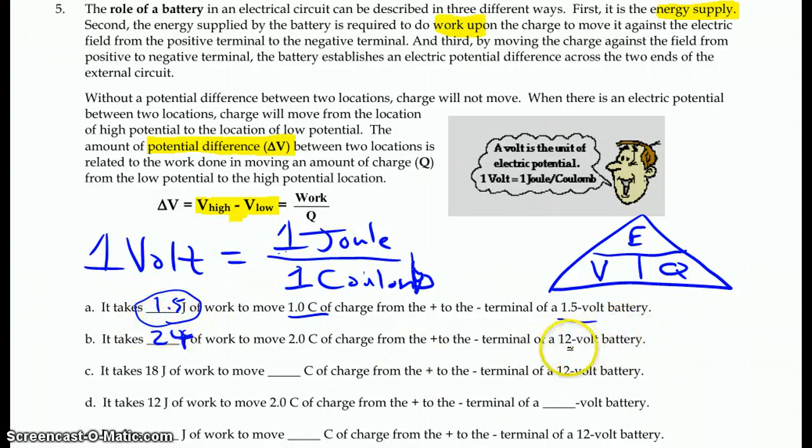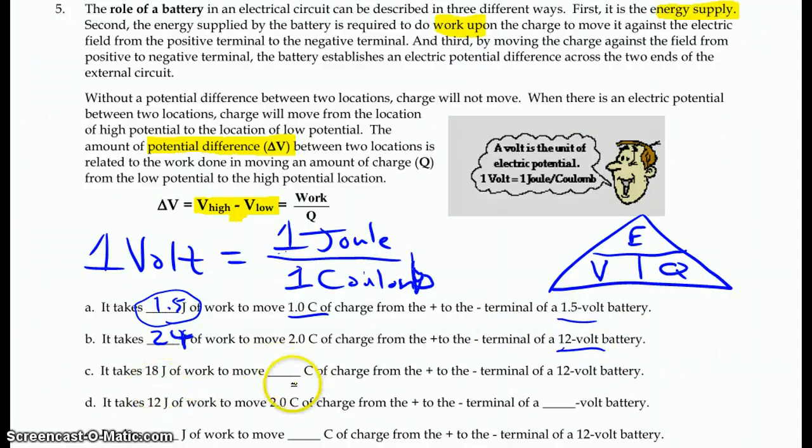We have a much larger battery, therefore we have a much larger potential and a potential difference between its two terminals. And we're also moving twice as much charge. So to move more charge across a larger difference in potential, we're going to need to do more work. I mean, that should just seem natural.